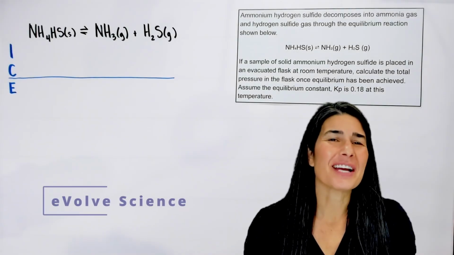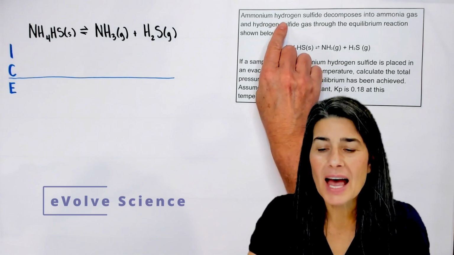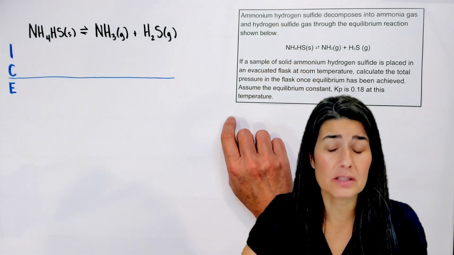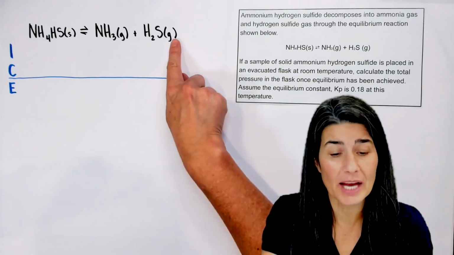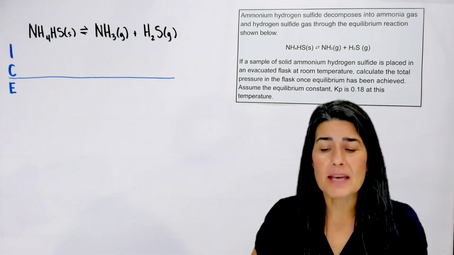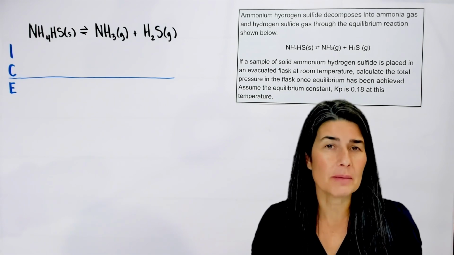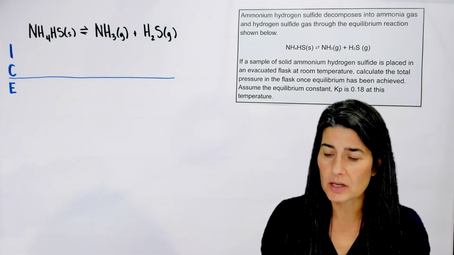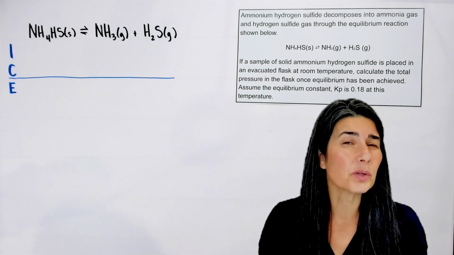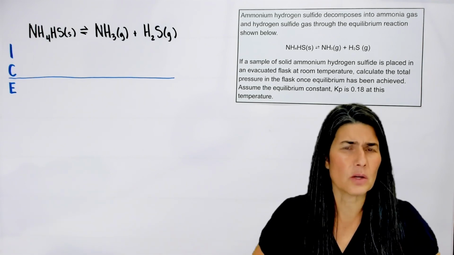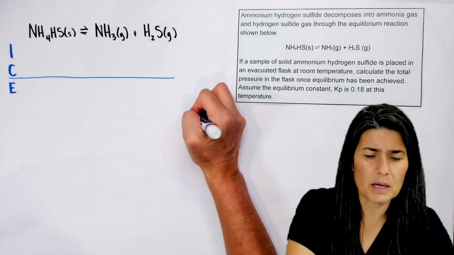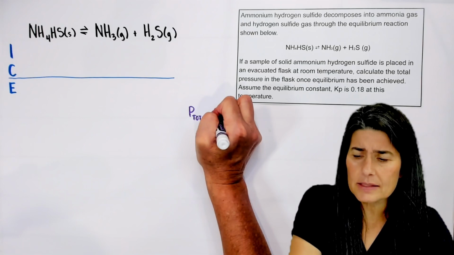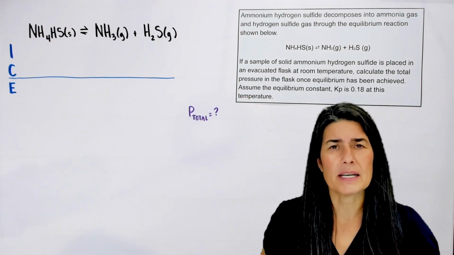Okay, let's try this problem. Ammonium hydrogen sulfide decomposes into ammonia gas and hydrogen sulfide gas through the equilibrium reactions shown. If a sample of solid ammonium hydrogen sulfide is placed in an evacuated flask at room temperature, calculate the total pressure in the flask. Okay, so our question mark right now, I'm going to pause, is the total pressure in the flask once equilibrium has been achieved.